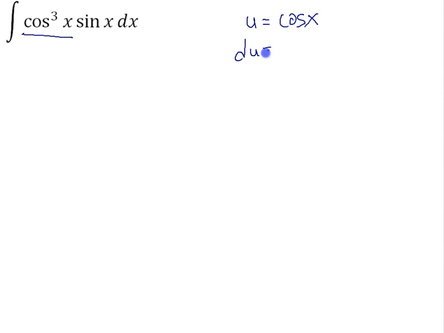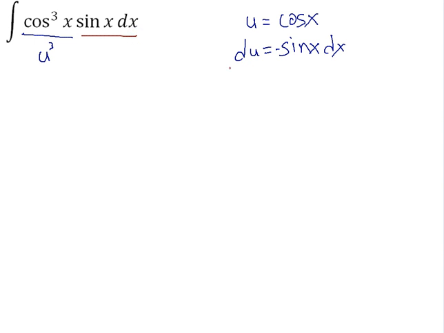That makes du a negative sine x dx. Okay, let's not forget the negative here. All right, so if u is cosine x, du is negative sine x dx. So let's identify what we have. Well, we have our u being cubed, so this is u cubed. But then what do we have left?